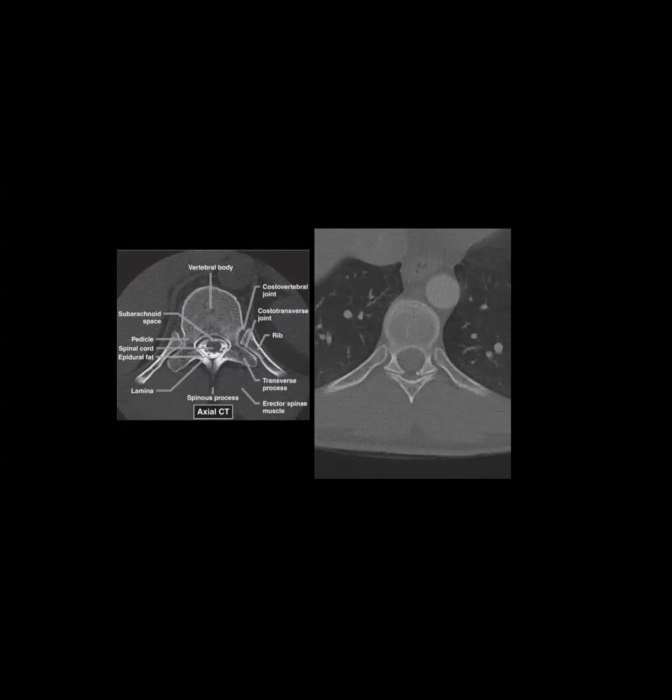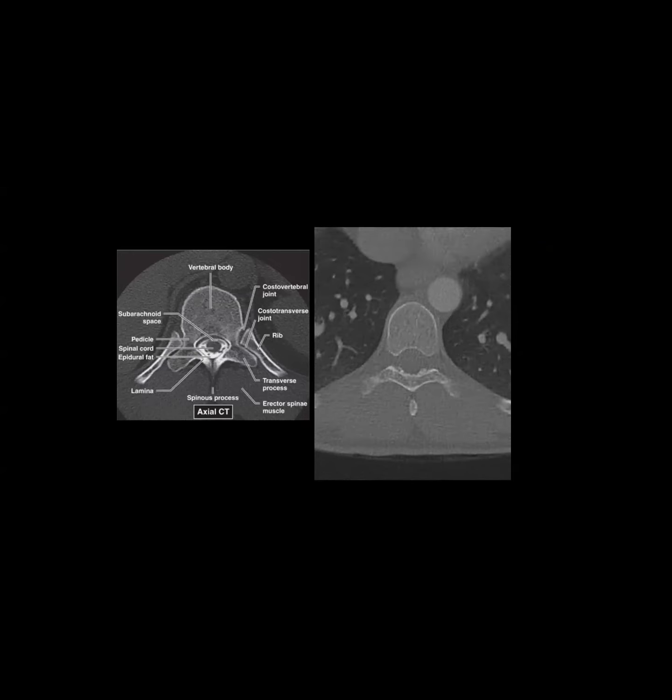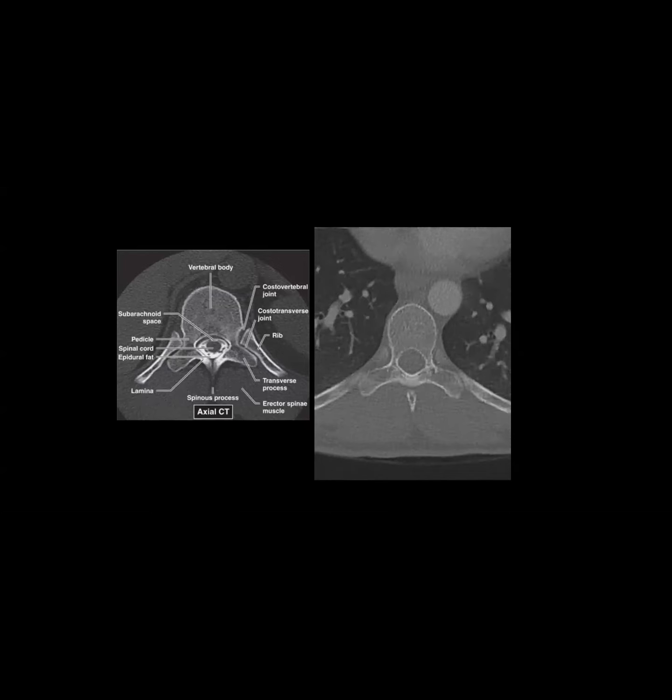Here axial CT through the thoracic vertebra showing the vertebral body, the costovertebral joint, and the costotransverse joint. In the axial CT scan, here they're showing anteriorly the vertebral body. And here superior and inferior articular processes, lamina, posterior and spinous process. Here the intervertebral foramen and the costotransverse and the costovertebral joints.